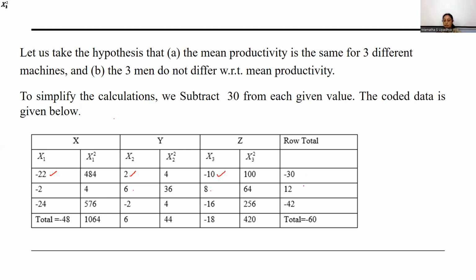So similarly, how am I getting 12? 12 is the total of minus 2, so x2 sample, so plus 6 and then plus 8. So this is how we'll be getting it as 12.